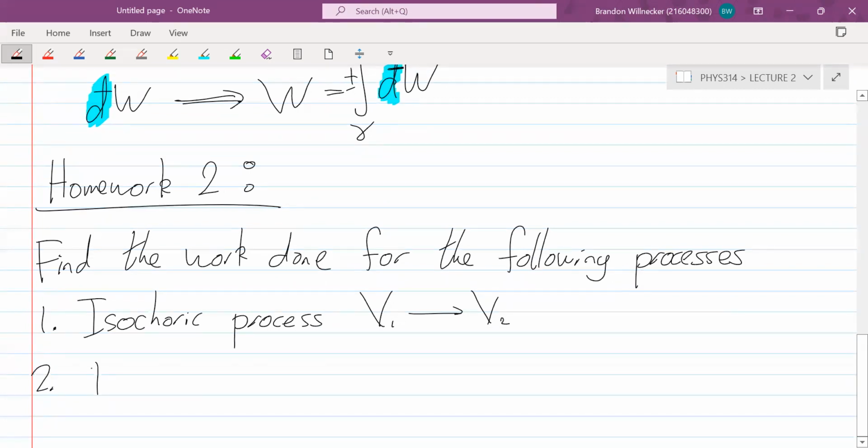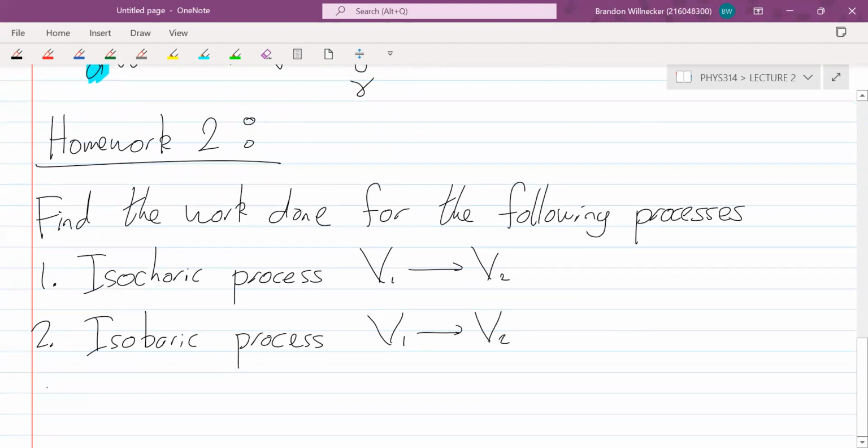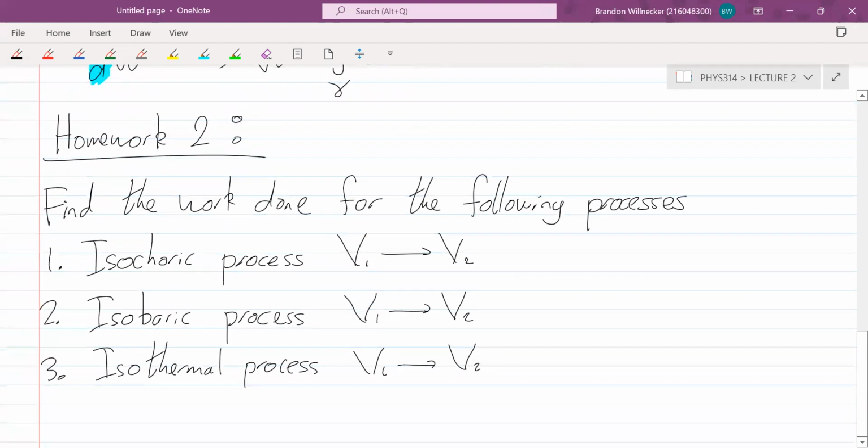Number 2, an isobaric process, again from V1 to V2. And lastly, an isothermal process from V1 to V2. Okay, so find the work done in each of these situations.